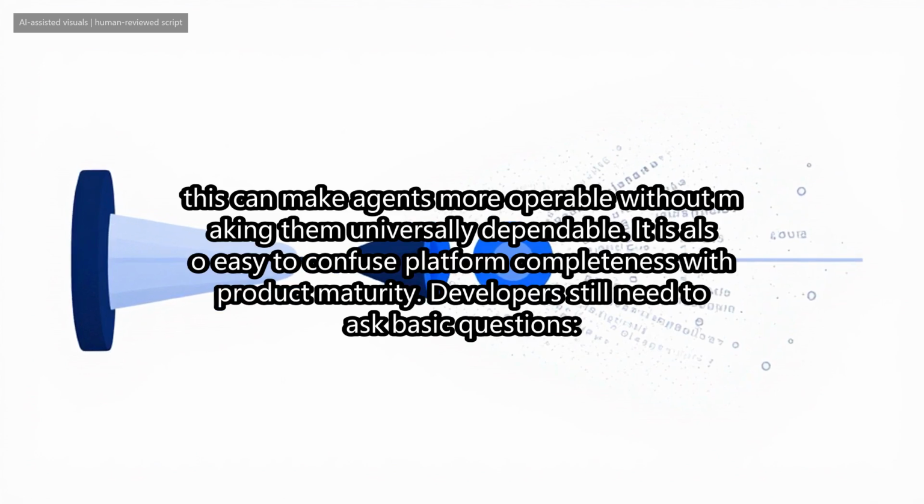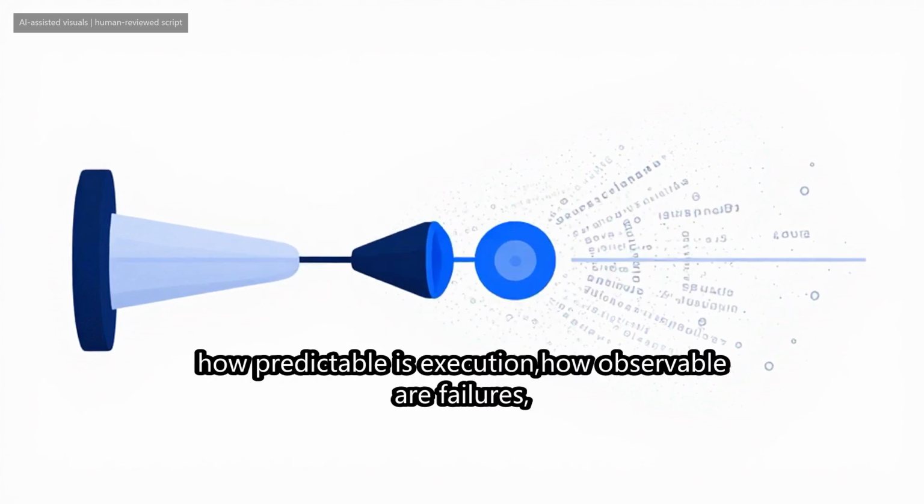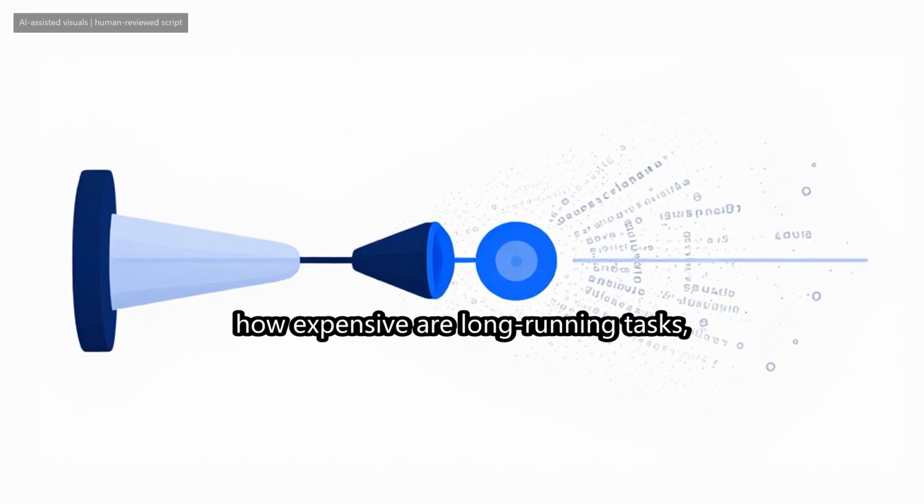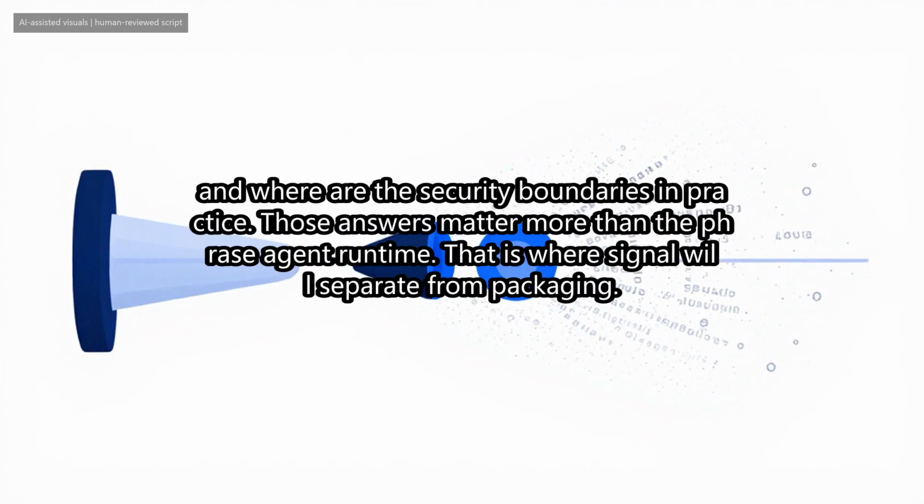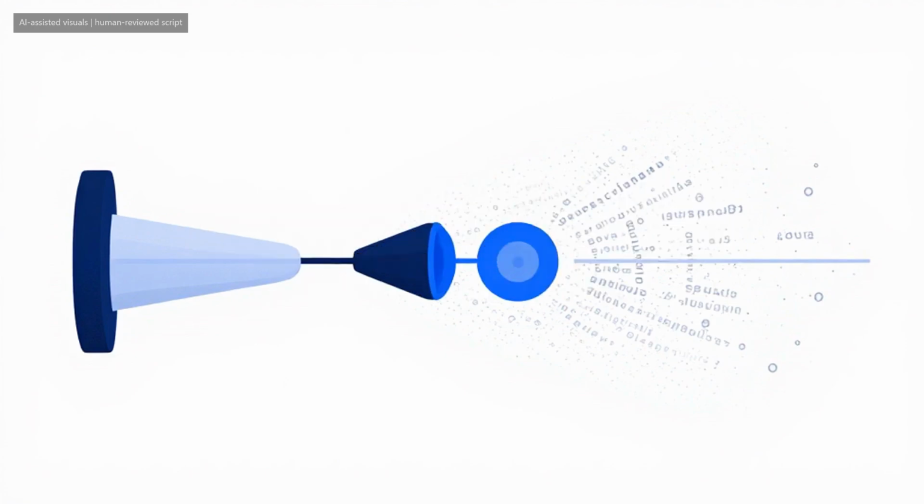It is also easy to confuse platform completeness with product maturity. Developers still need to ask basic questions. How predictable is execution? How observable are failures? How expensive are long-running tasks? And where are the security boundaries in practice? Those answers matter more than the phrase agent runtime. That is where signal will separate from packaging.